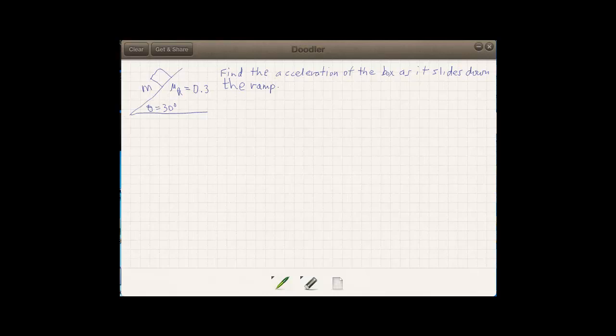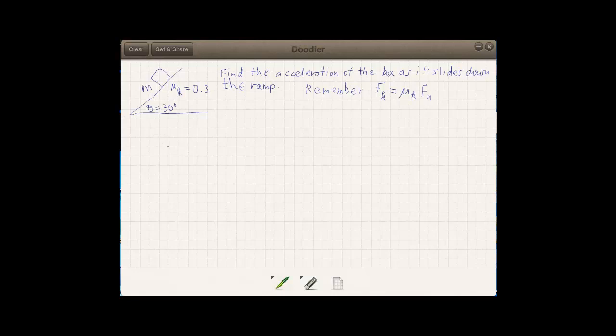Before we do anything else, there's a couple things we've got to remember. The force of kinetic friction, sometimes called sliding friction, is given by F sub k, for kinetic friction, and we write that as the coefficient of kinetic friction, mu sub k, times the normal force, F sub n, and we'll need to use that later. Okay, we always start force problems by doing a free body diagram.